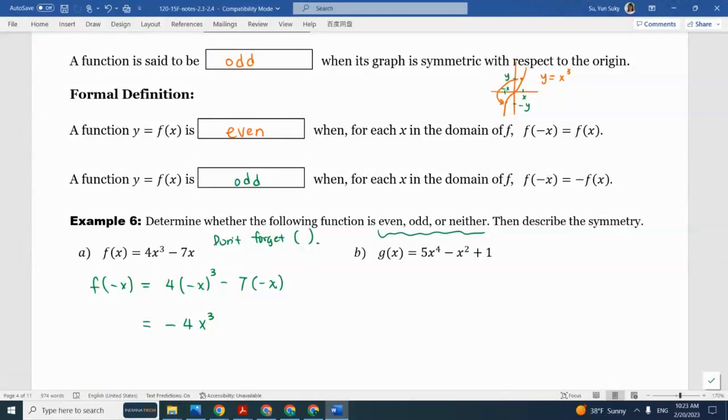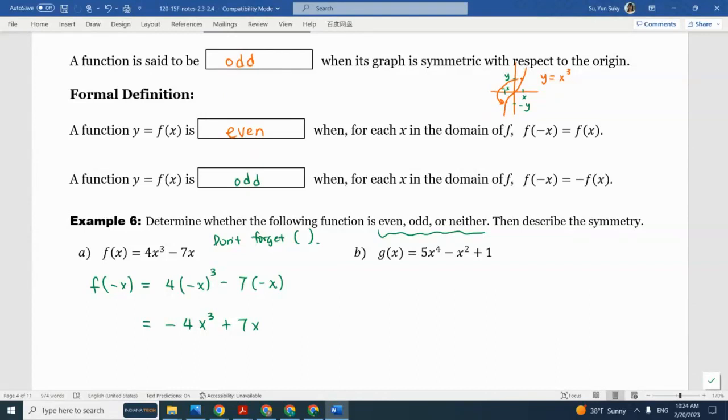Minus 1 cubed is minus 1. And you put the minus in front of the 4. You don't want to put it in back of the 4, because it becomes 4 times negative x cubed, right? So you can put the minus in front of the 4. Is that okay, everybody? Minus times minus becomes positive. Okay, let's compare to the original function.